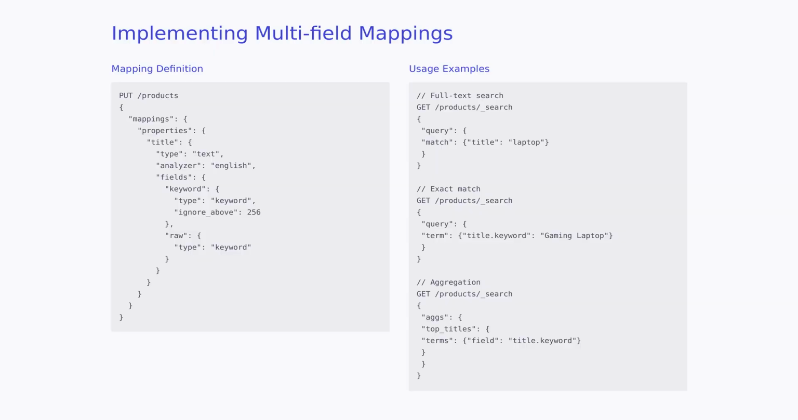Implementing multi-field mappings allows for flexible search capabilities in Elasticsearch. By defining mappings for properties like title, we can optimize search queries for different scenarios. For full-text searches, we use the match query, ensuring relevant results like laptop are retrieved. For precise matches, the term query with .keyword identifies exact matches such as gaming laptop. Additionally, aggregations like top_titles provide insights by grouping terms. Through strategic mapping and query design, Elasticsearch empowers efficient and tailored search experiences.